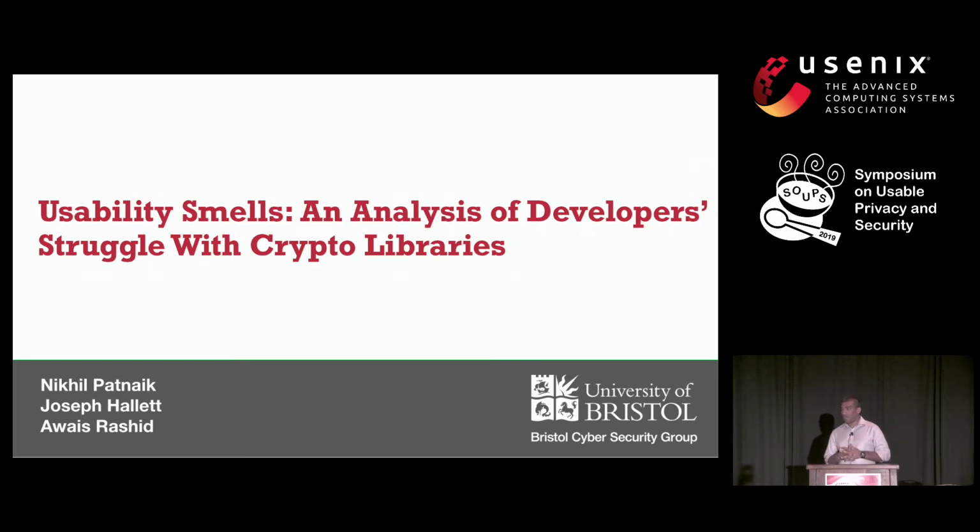The area of my research focuses on the development of novel programming abstractions to improve the usability of security APIs. However, first I need to understand what the problem is. And as a first step towards finding out, I ran the study titled Usability Smells, an analysis of developers' struggle with crypto libraries, along with Joseph Hallett and Awais Rashid.